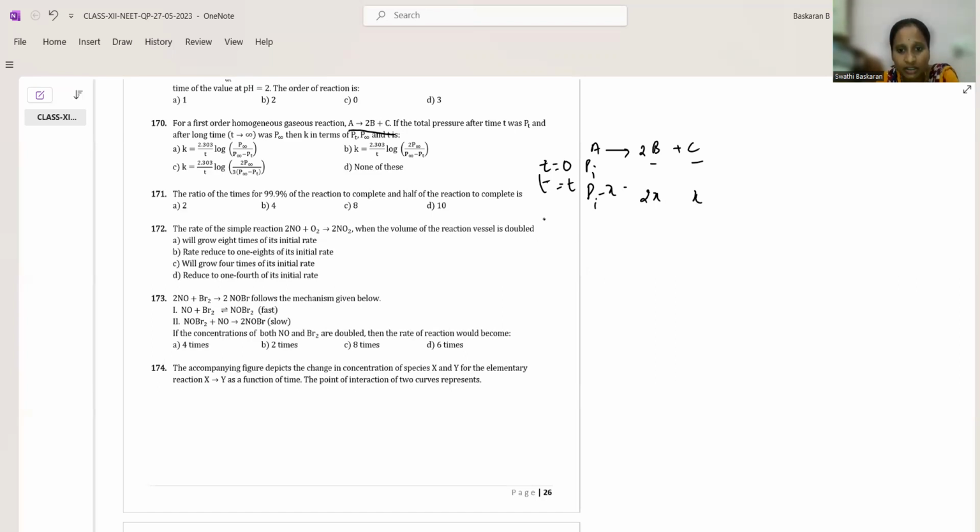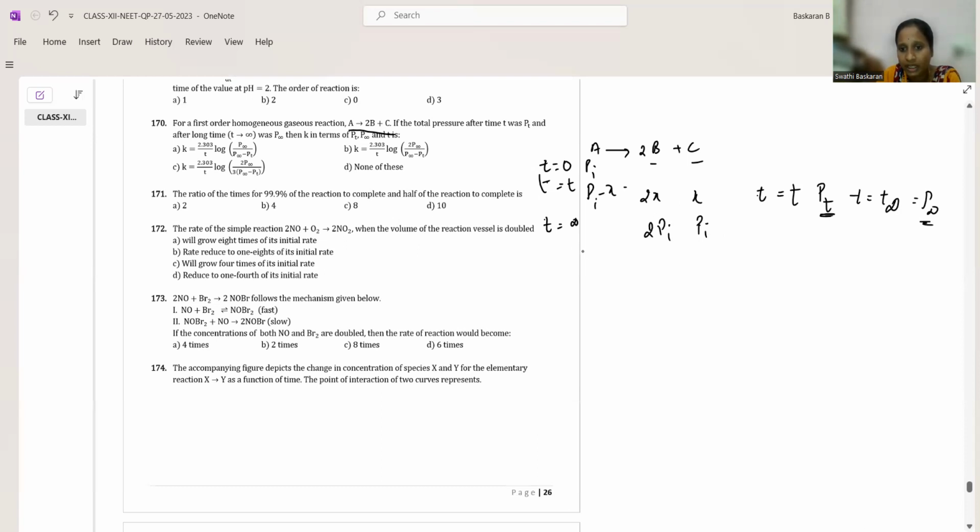Now similarly we will also write when t is equal to infinity. So this entire A will get consumed, and hence that will be equal to two times the initial pressure for B, that is 2 Pi, and here it will become 1 Pi. Understood? Now what are we supposed to calculate? In the question they are asking us to determine, when time t is equal to t, what is Pt, and when time t is equal to infinity, what is P infinity. So these two terms we are going to determine. Let us begin with how to determine Pt.